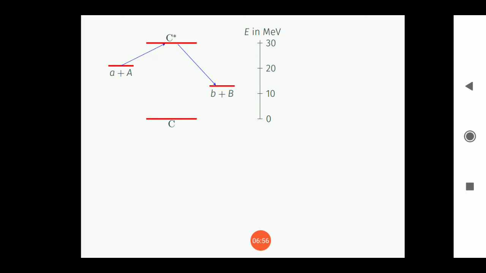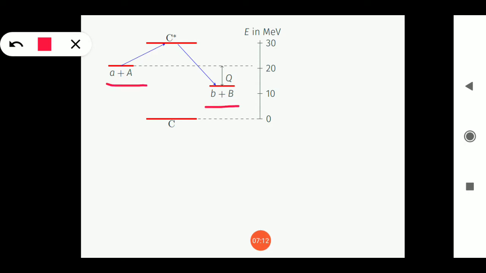And this compound nucleus either can decay along the B plus B channel or it can decay some other channel. So the Q value is normally measured from the mass energy. This difference between the mass energy of the reactants and the product defines the Q value. That Q value in this diagram is actually positive, and therefore it is an exothermic reaction. That Q can be negative also, depending on the relative positions of product and the reactants.